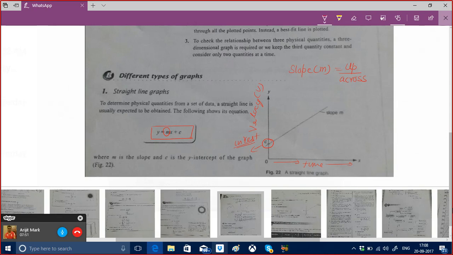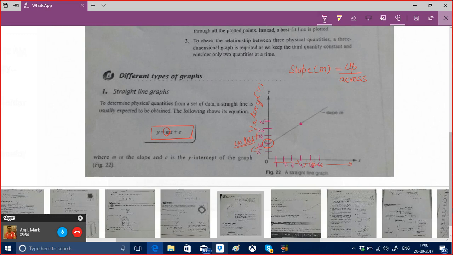Suppose your object is over here. It is 1 second, 2 second, 3 second, 4 second, 5 second, 6 second, and onwards, corresponding to this it is 5, 10, 15, 20, 25. So, slope, you have to consider as up upon across.